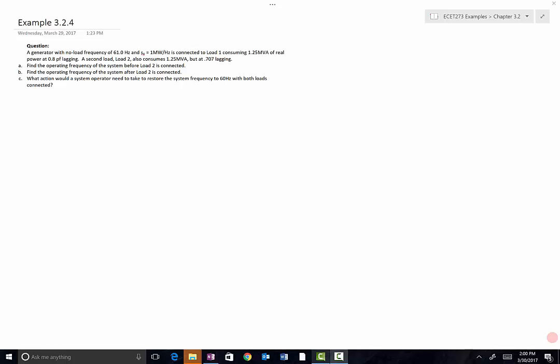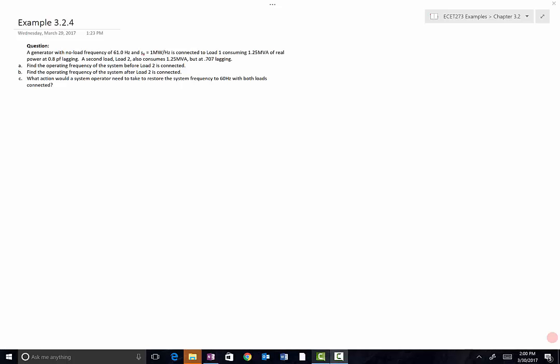Example 3.2.4. A generator with a no load frequency of 61.0 Hz and a slope of 1 megawatt per Hz is connected to load 1 consuming 1.25 MVA at 0.8 power factor lagging. A second load also consumes 1.25 MVA but at 0.707 lagging. Find the operating frequency of the system before load 2 is connected.